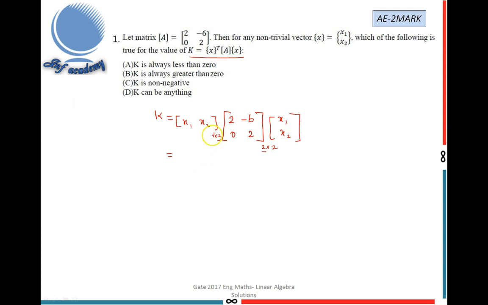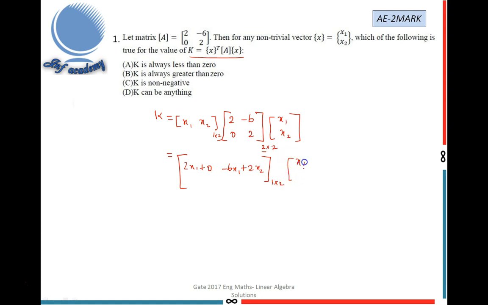Finally I got a new matrix of order 1 by 2. So multiply these two: x1 into 2, 2x1, plus x2 into 0, 0, and the next term is x1 into minus 6, minus 6x1 plus 2x2. So finally I got a 1 by 2 matrix.